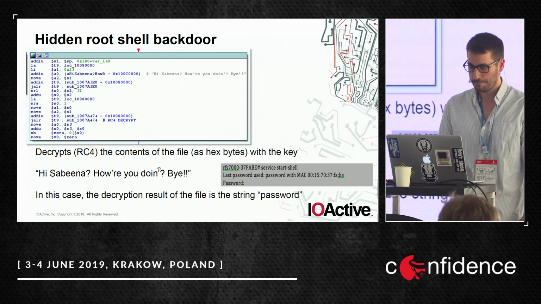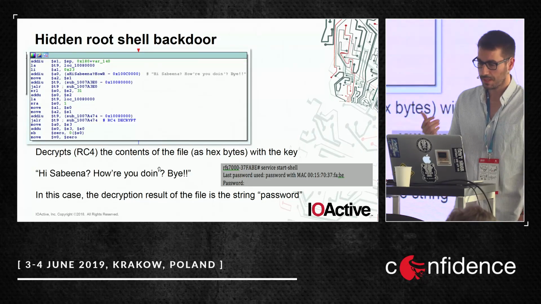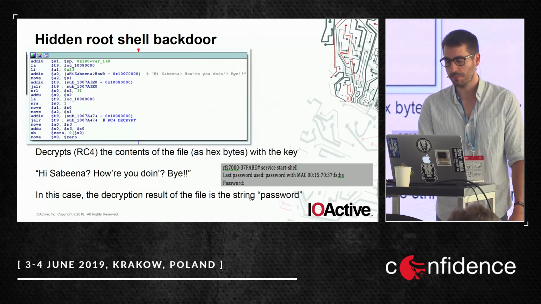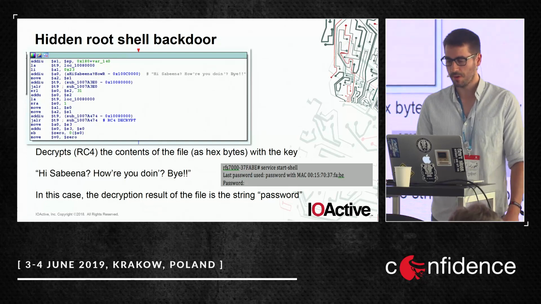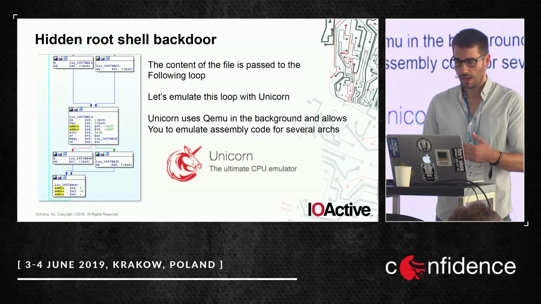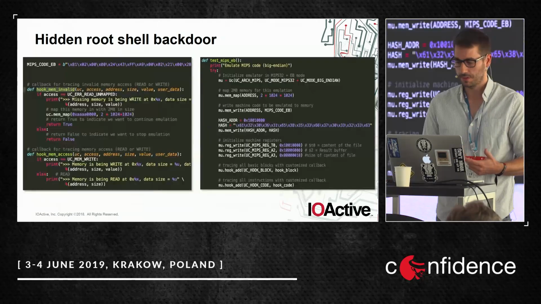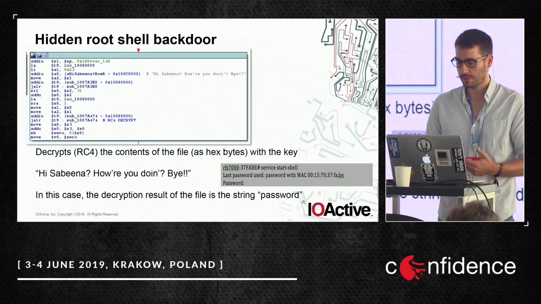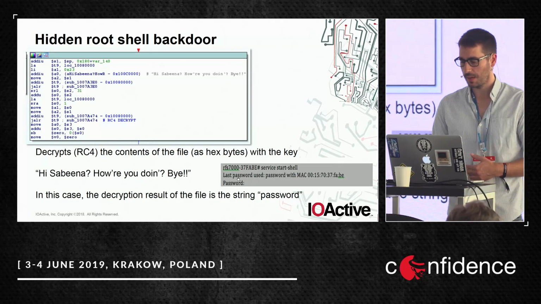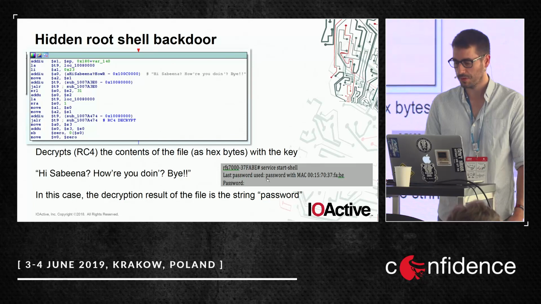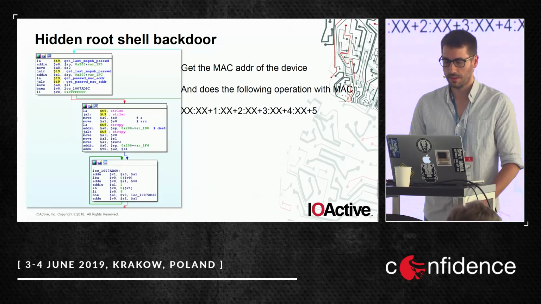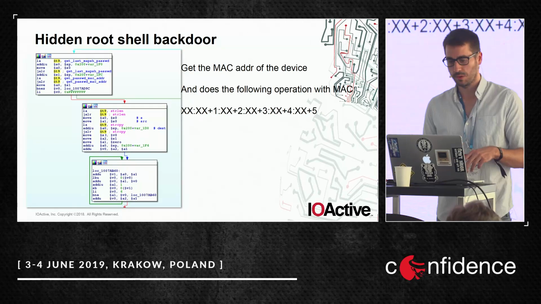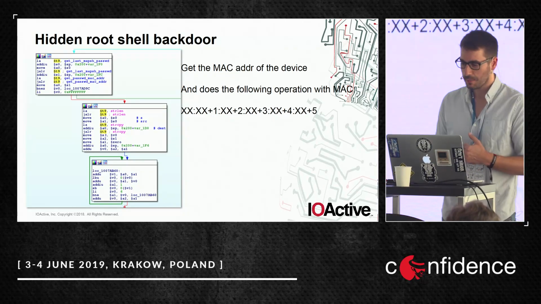Then the result of this decryption is going to be the string password in lowercase letters, which makes sense because if you remember, we were in the function getLastPassword, and that's why it's getting password, and we had this prompt saying last password use, password in lowercase letters.